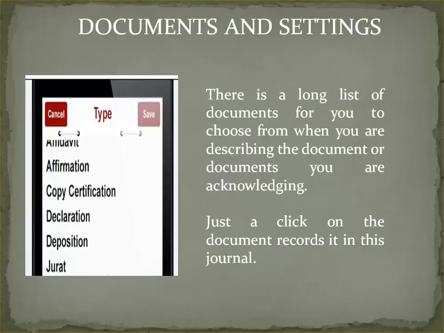Another thing that makes this so easy is that they have a long list of documents for you to choose from when you're having to describe the document that you're acknowledging. And all you have to do is find your document and click on it, and it automatically records what type of document into your journal.